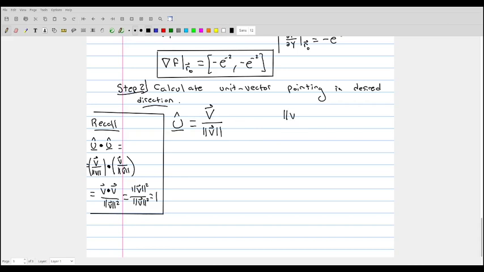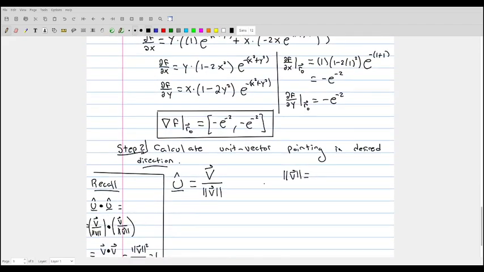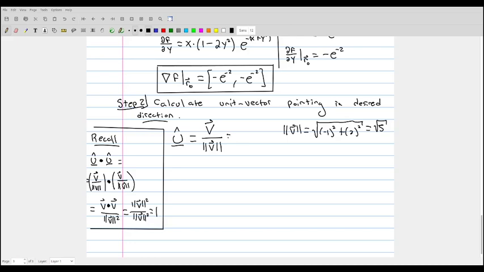So the length of the vector negative 1, 2 is going to be the square root of negative 1 squared plus 2 squared, or the square root of 5. So the unit vector that points in this direction is equal to 1 over the square root of 5 times the vector negative 1, 2. Or u hat is equal to the vector with x component negative 1 over the square root of 5, and y component 2 over the square root of 5.